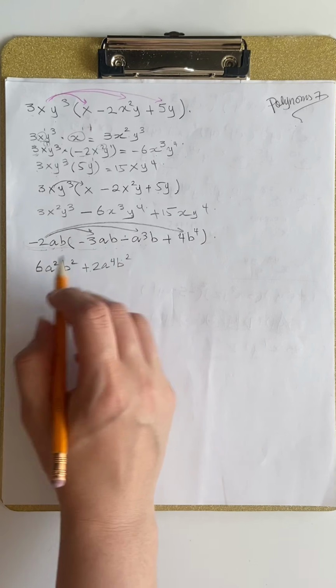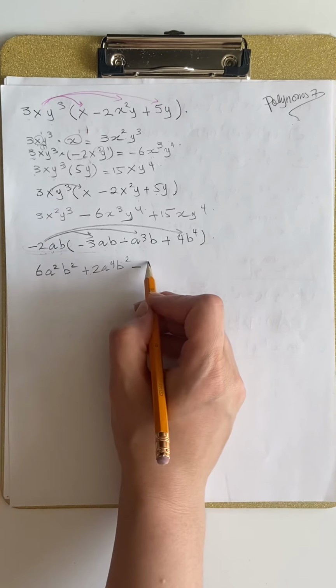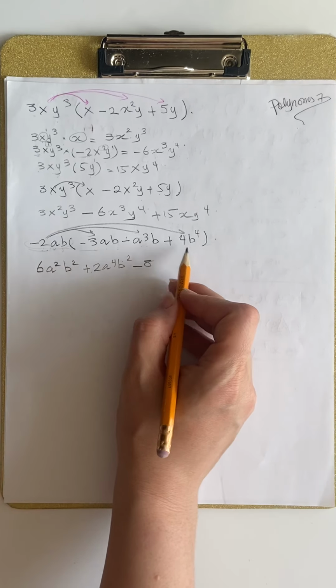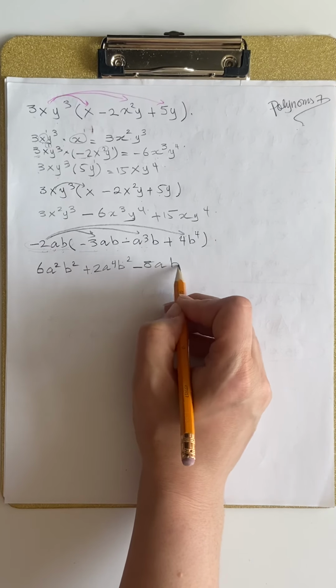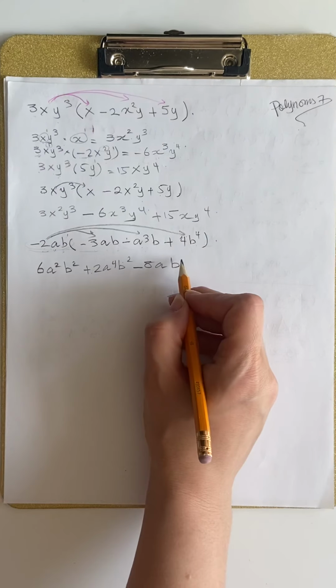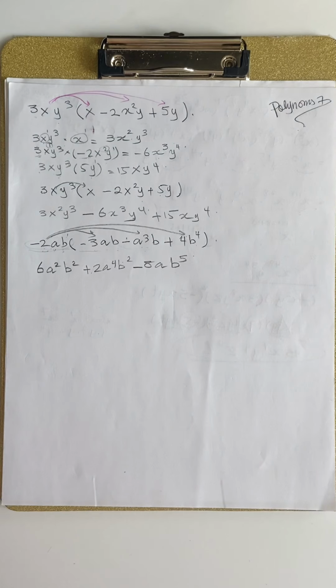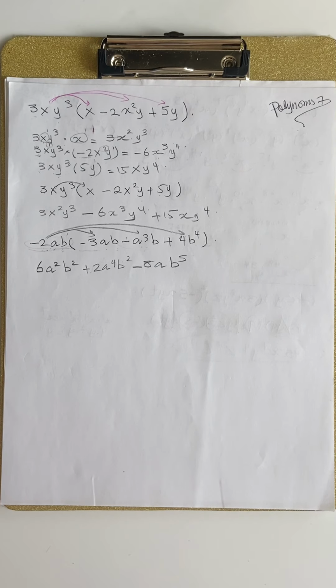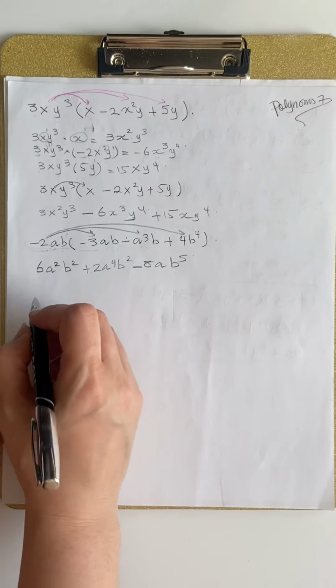And then we continue. Minus 8, because 2 times 4 is 8. a is going to stay. b and b^4, we keep the b. Add the exponents. b^5. This was a monomial into a trinomial.